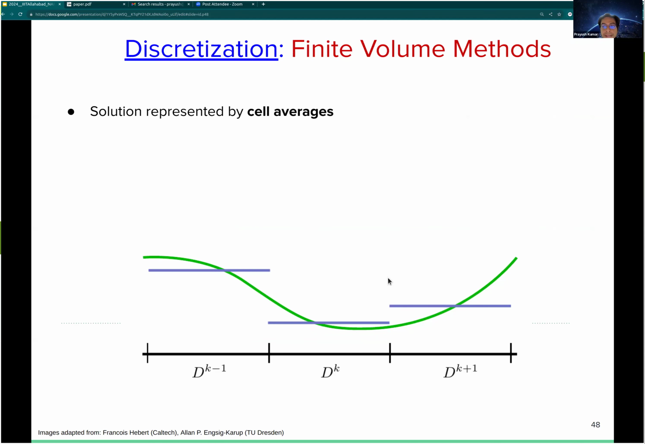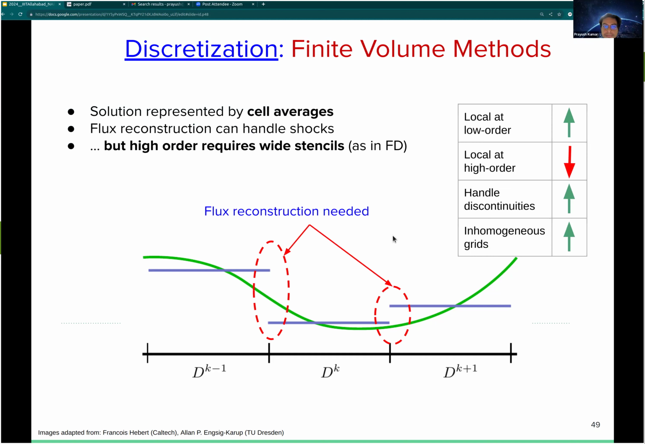Then another candidate would be finite volume methods, right? So finite volume methods are simple to understand. The solution is typically represented by cell averages within each of these sub-elements, right? So this is the true solution, and the blue lines represent the actual represented discrete solution over here. Now, they can obviously handle discontinuities, yes, but when we want to calculate derivatives, in each element there is simply not enough information. So it needs more information from its neighbors, and higher order derivatives will require a lot of neighbors to inform. And therefore, this is highly non-local at high order accuracy requirements, right?